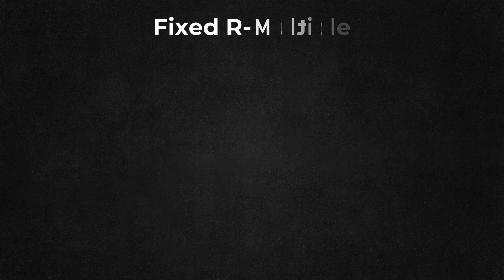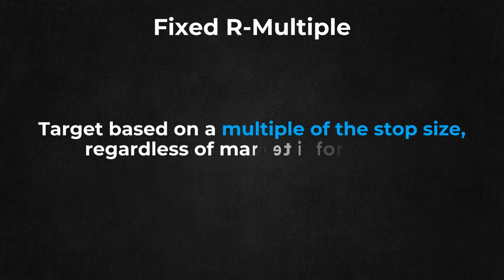The fixed R multiple is a way to determine the target based on a multiple of the stop size, regardless of market information. This removes the cognitive pressure of deciding an optimal place to put the target, especially if it is a dynamic target. This simplifies the process, but it's not optimal. For example, you can always use a target 3 times larger than the risk.